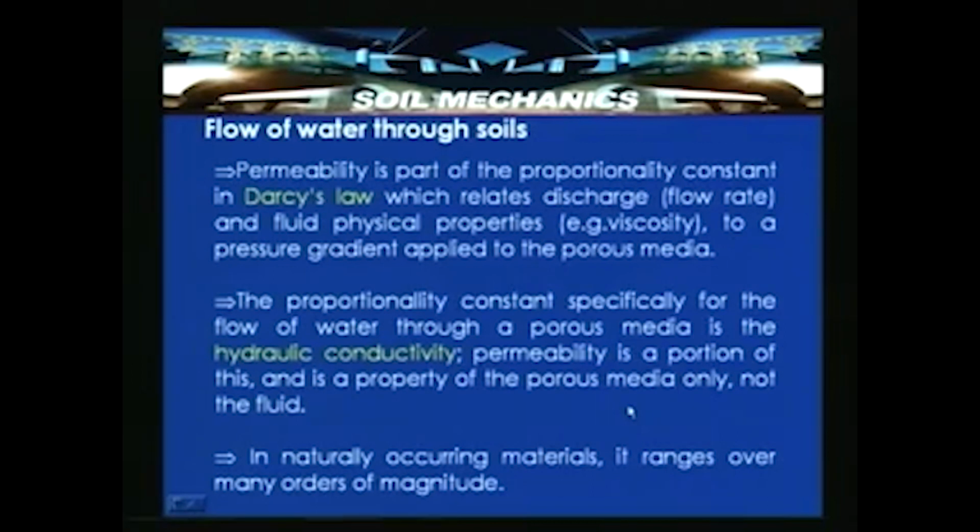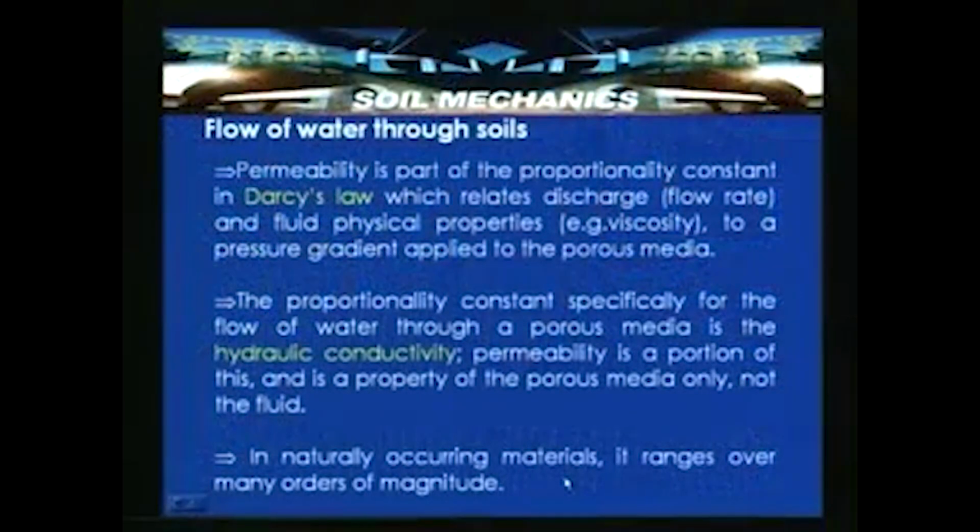In naturally occurring soils, this permeability can range over different magnitudes. That means for fine grained soils it can have a very low value, and for coarse grained soils it can have a very high value. So, the value of the permeability depends upon the type of the soil, and it depends upon many other factors like its gradation, its denseness, and its structure, which we are going to discuss in forthcoming lectures.